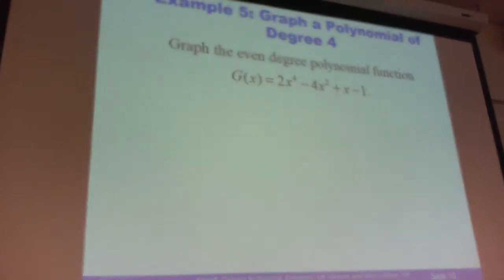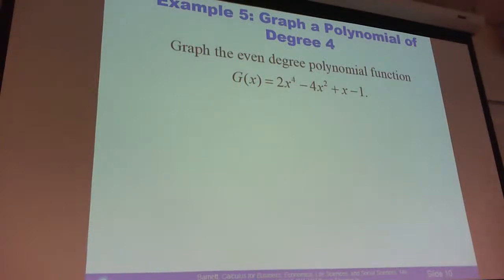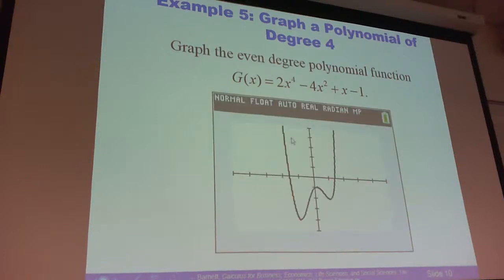If we asked you g of x equals 2x to the 4 minus 4x squared plus x minus 1, what's the degree of this one? 4. 4 is even, which means they're going to match or they're not going to match? They're going to match, and the leading coefficient is 2, which is positive. Notice they're both going up. Okay, things about polynomials.